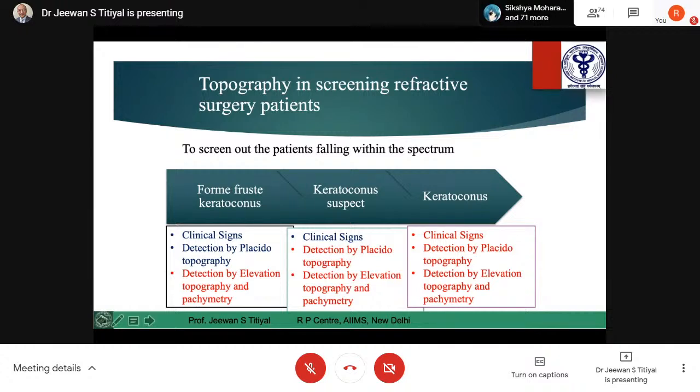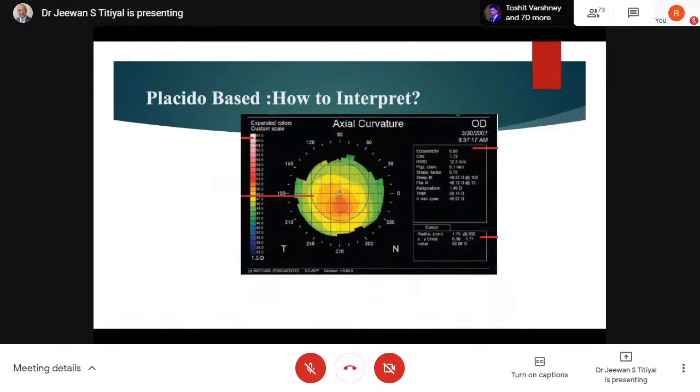But in suspect cases, you don't have clinical signs of keratoconus. That can only be picked up by topography, Placido, or other ways of doing tomography. And if you have the former first stage of keratoconus, that means there is no clinical sign, you cannot pick it up with surface topography either. That can only be picked up by elevation-based maps, which can scan the cornea from anterior to posterior. Therefore, tomography is a very important tool for assessment.